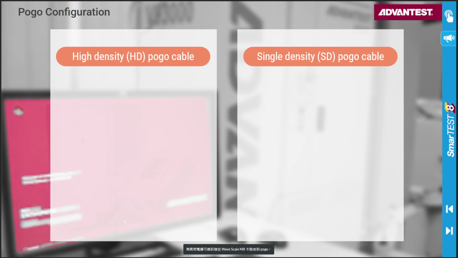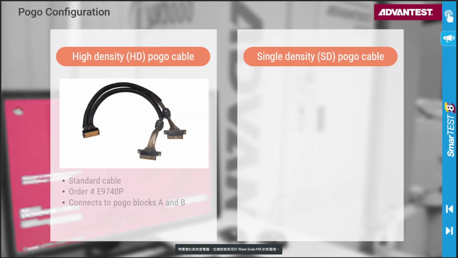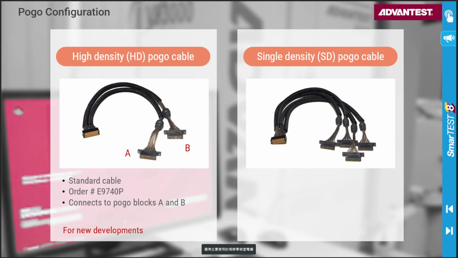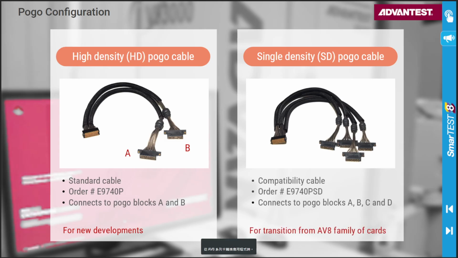There are two cables available that route signals from the WaveScaleMX card to the Pogos. There's the standard high-density cable that you should use for new developments with WaveScaleMX. This cable connects a WaveScaleMX card to the two Pogo blocks A and B, with 16 differential signals per Pogo block. And there's the compatibility single-density cable, which is mainly used when transitioning applications from the AV8 family of cards. A WaveScaleMX card connects to 4 Pogo blocks, A, B, C and D, with 8 differential signals per Pogo block. On the next pages, we'll take a closer look at the properties of every cable.